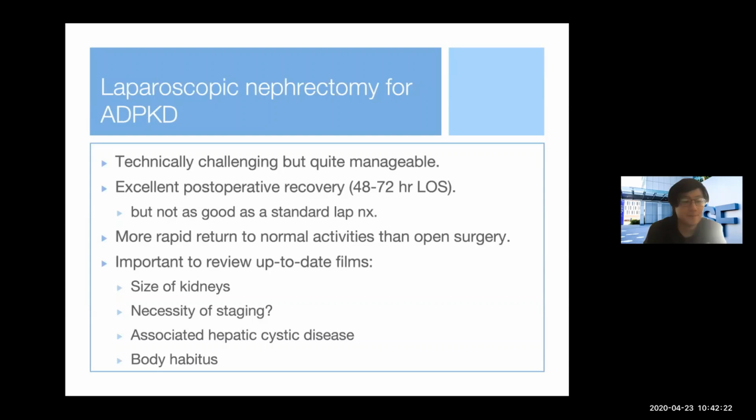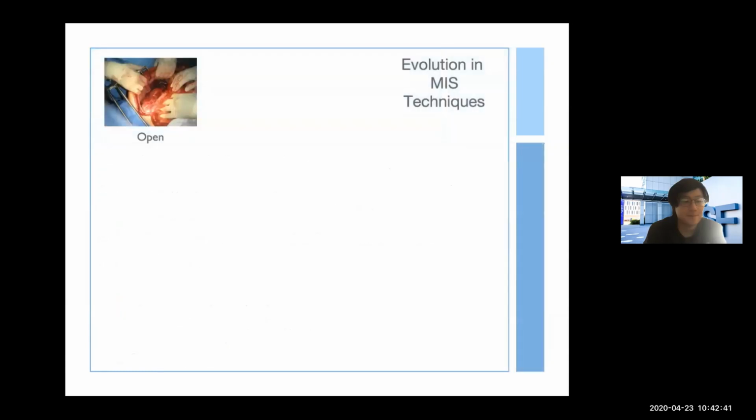It's obviously very important, particularly early on in your learning curve, to look at the films of these patients. How big are their kidneys? Do we need to consider staging the side? Do one side and then come back to the other side? That's rarely necessary with experience, but early on, it's not a bad idea to consider that. And do they have hepatic cystic disease, and how big is their body habitus?